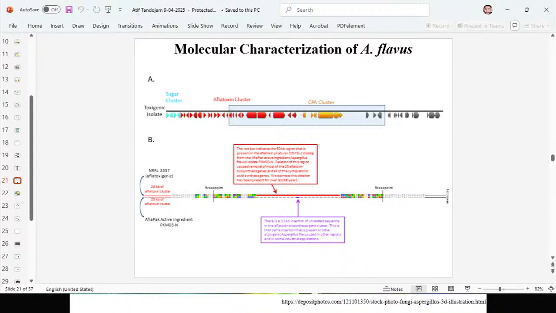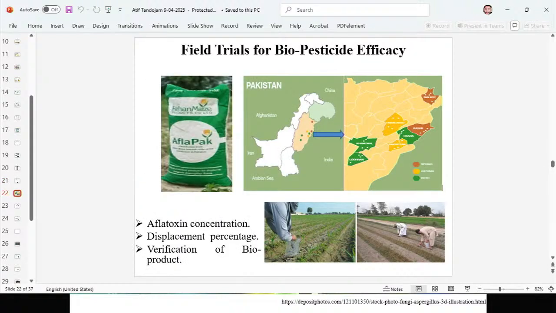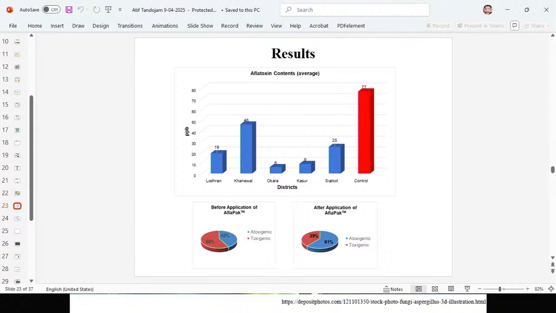Now I'll share a success story in maize. In collaboration with Rafhan Maize and USDA, we identified an atoxigenic strain. We named it Aflapark, and then we applied it in the field. Next please. These were the field trials. We applied it in 5 districts in Punjab, and you can see the results: out of 5 districts, in 4 the aflatoxin concentration was less than the control. That was a heartening result for us, and that is why Aflapark is being made, and it is now with DPP for the registration process.